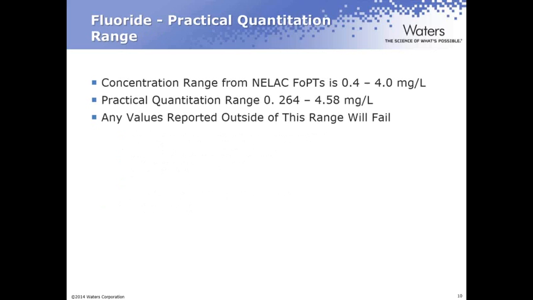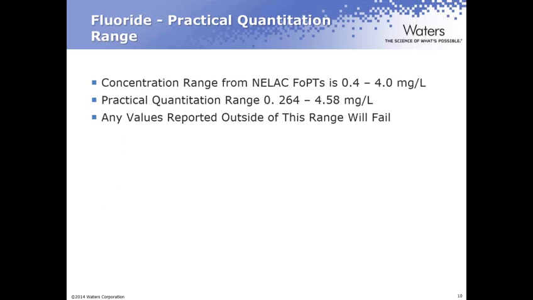Where this information becomes really valuable to us is that we can calculate out what's called a practical quantitation range. So for fluoride, our concentration range from the FOPTs is 0.4 to 4 milligrams per liter. Because we calculated out a minimum value and a maximum value, your practical quantitation range is 0.264 to 4.58 milligrams per liter.